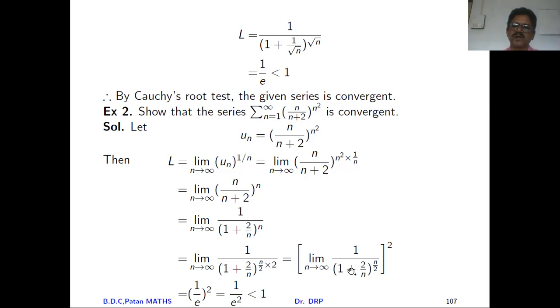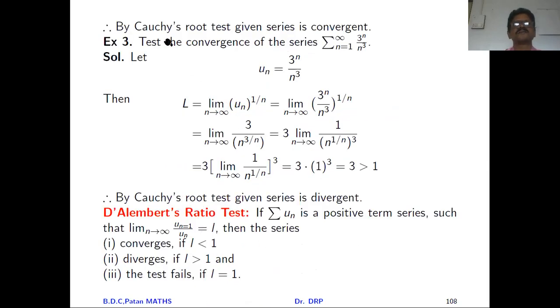So there you will get 1 upon e squared, which is again less than 1, because the value of e, we know friends, is 2.71, and if we divide the number 1 by something greater than 1, its value will be less than 1. Again, by using Cauchy's root test, similar to this case, you will get the given series as a convergent series.